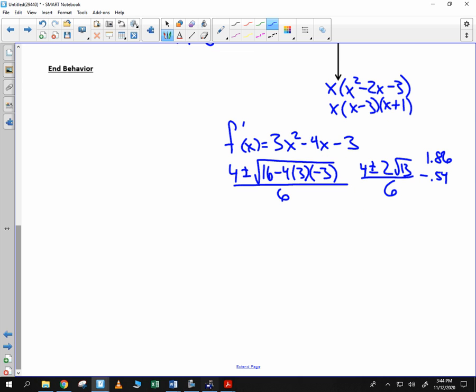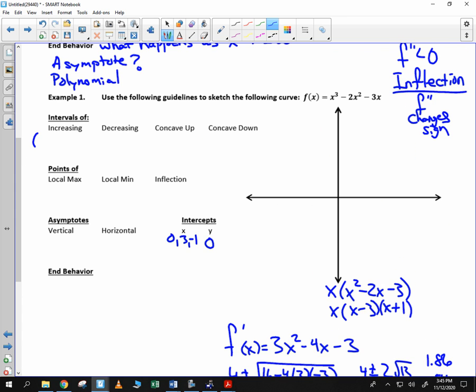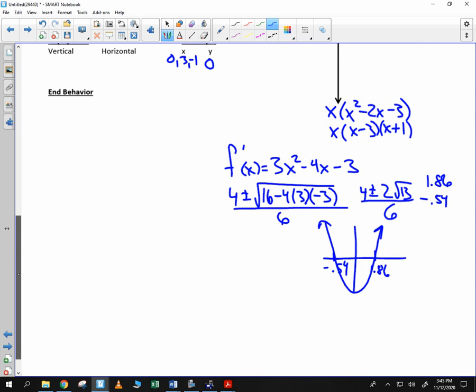As you consider this graph, it crosses at 1.86 and negative 0.54, and it's a parabola that goes up. And so we could consider that the function is going to be increasing from negative infinity to negative 0.54, union 1.86 to infinity. It will be decreasing from negative 0.54 to 1.86 because that's where it sits below the x-axis.